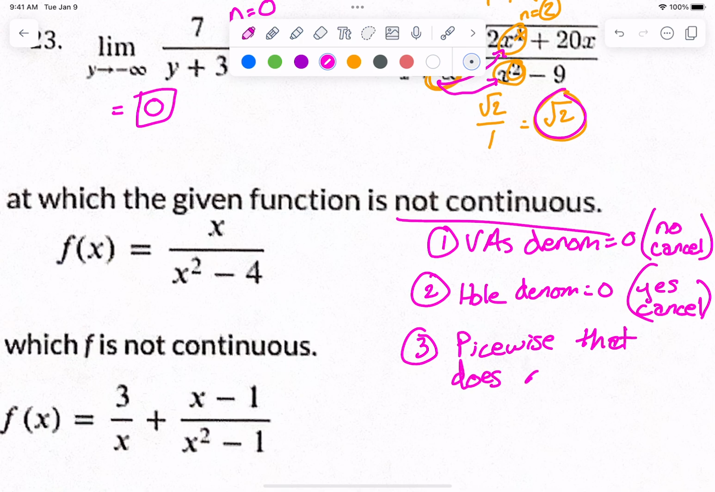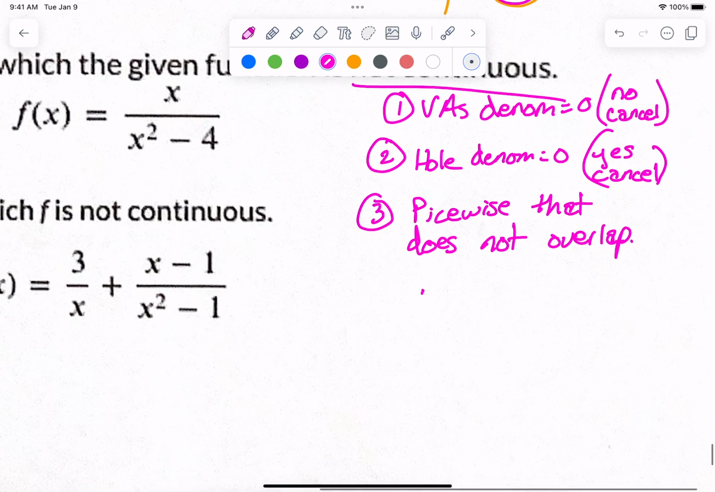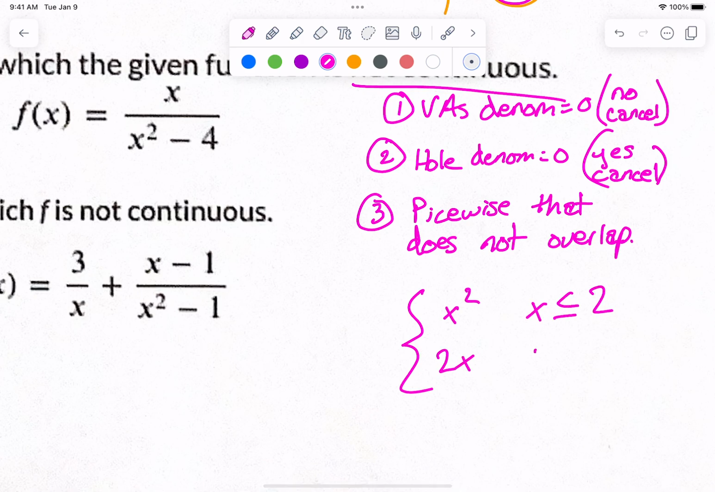Not every piecewise function is discontinuous. Let me give you an example. Here's a piecewise function. Let's say I have x squared, and 2x. And let's say x is less than or equal to 2, and x is greater than 2, right? If it's going to have a problem, it's going to occur at 2. So we're trying to figure out whether it's doing one of these. Does that make sense?